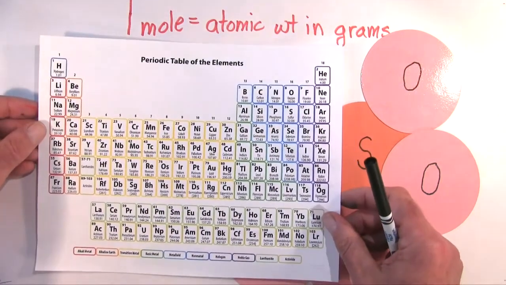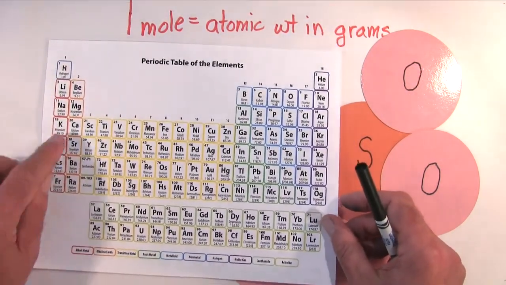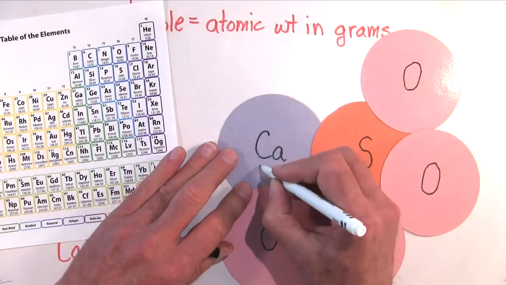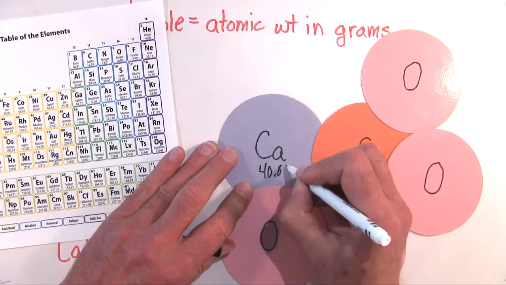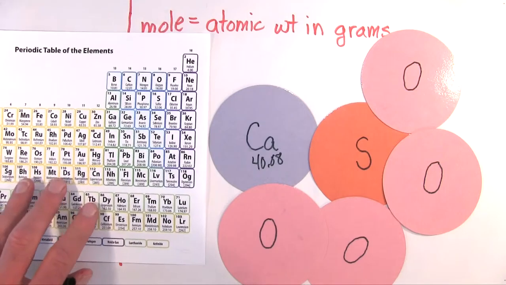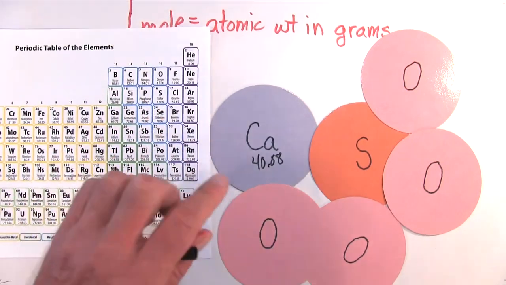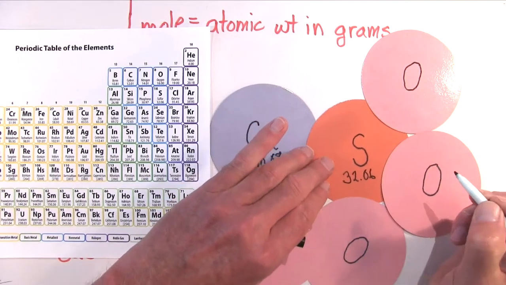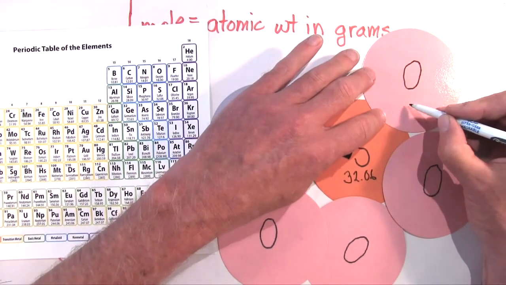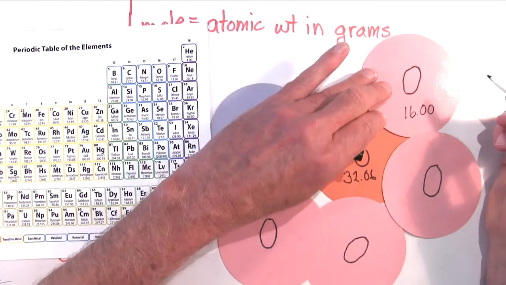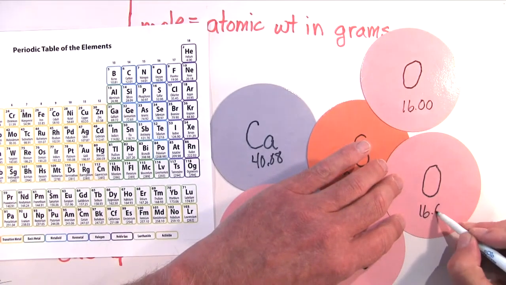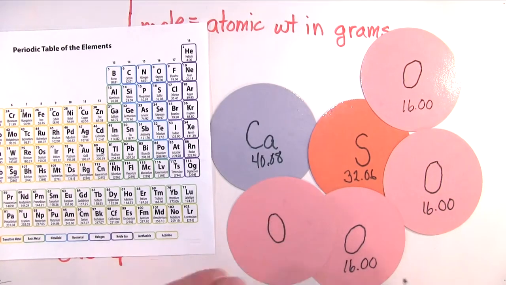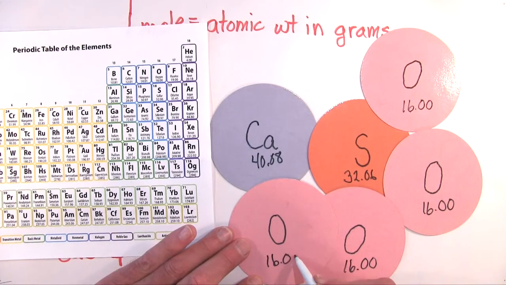Now, if we use the modern atomic periodic table, this one, we're going to see that calcium has 40.08. So we're going to write in calcium at 40.08. Sulfur is 32.06. So we're going to write that one in as 32.06. And oxygen is 16.00. There's one of those. 16.00. There are 2 of those. There's 16.00. That's 3 of those. And finally, here's the 4th one at 16.00.